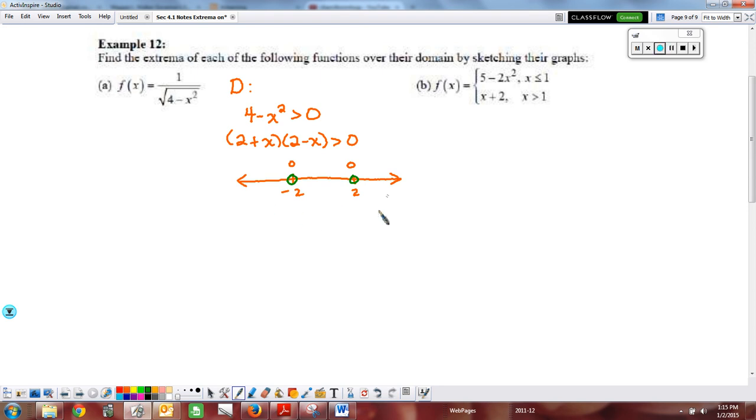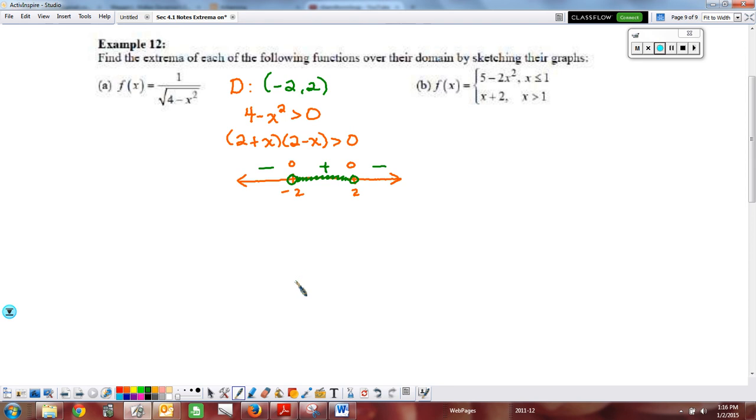We test values in between to determine when the expression is positive or negative, or we simply go, it's a parabola that opens downward, so it would be negative, positive, negative going across here. So the only time for which this expression is going to be defined is in between negative 2 and 2, so negative 2 to 2.